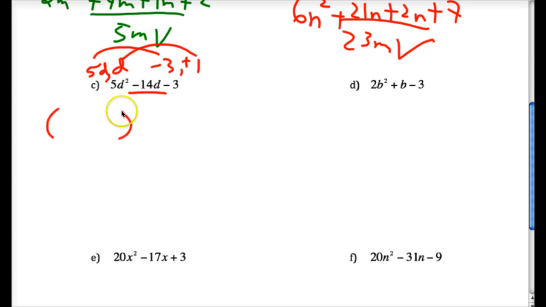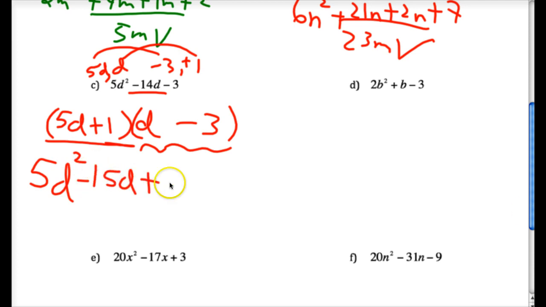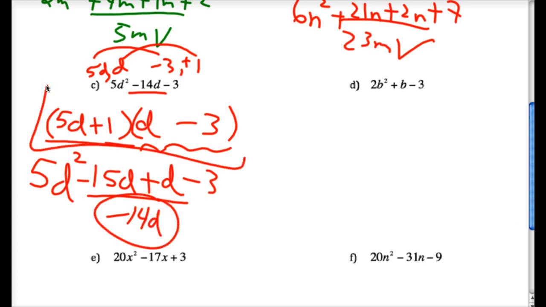So let's practice writing the answers, guys. 5d plus 1. Not 5d plus 1. It's 5d and then minus 3. I always write them how I matched them up. And then d plus 1. Okay, so our binomials are 5d plus 1 times d minus 3. We're going to check that. 5d squared minus 15d plus d minus 3. We got a negative 14d. It's got to be negative 14d. Then there's our answers.